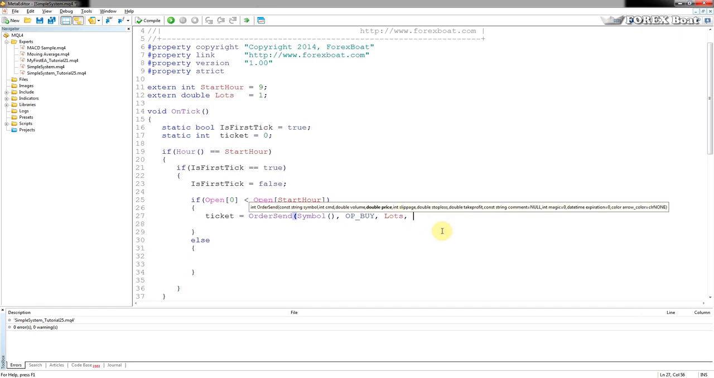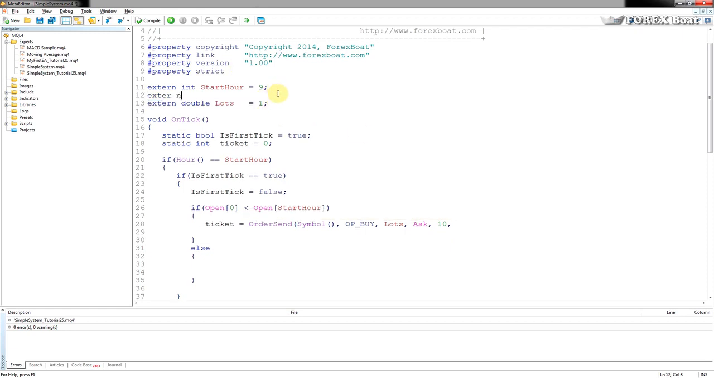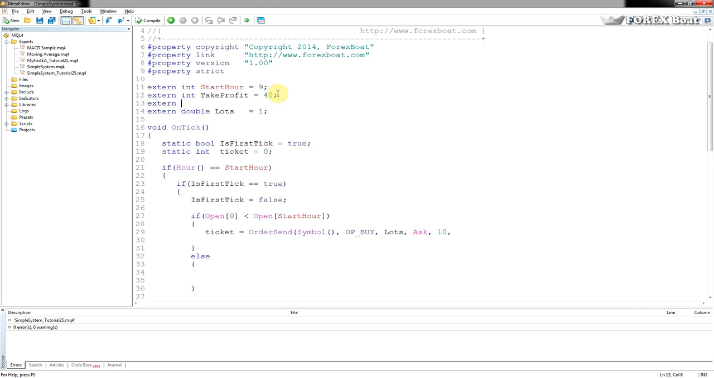The price at which we want to open the order, well, buy orders are always opened at the ask price. Slippage we're going to set at 10 pips, and then stop loss we're going to let the trader input, and take profit as well. So we'll have an extern int take profit here, which we'll originally set at 40 pips, and we'll have an extern int stop loss here as well, which we'll set at 40 pips. I'm just going to make this look a bit better.